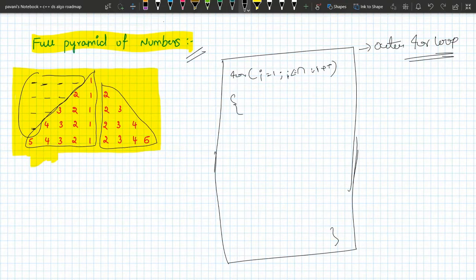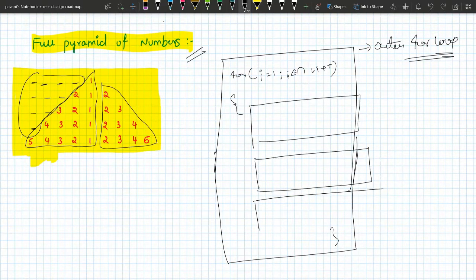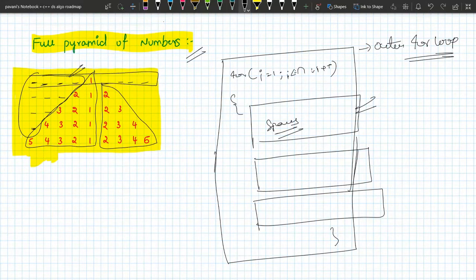And after that we are going to use 3 inner loops. I'll explain why 3. First we have to print these spaces, so this for loop is for printing spaces. Then, simultaneously, side by side, because in one iteration itself three steps are involved. That means we have to print the spaces, we have to print the left side numbers, and we have to print the right side numbers.